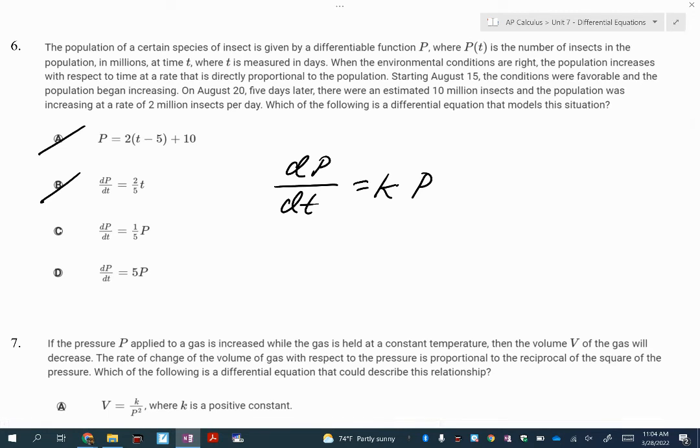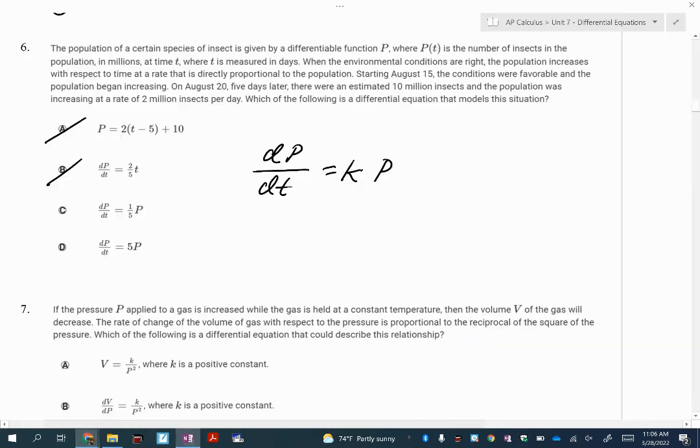And we're looking at August 15th, when the conditions were favorable and the population started increasing. Then 5 days later, there was an estimated 10 million insects, and the population was increasing at a rate of 2 million insects per day. To find this constant k, whether it's 5 or 1/5, we take the fact that there were an estimated 10 million insects 5 days later. So we have our 10 million insects at 5 days later, and the rate was 2 million insects per day. If we do that, 2 divided by 10 gives us 1/5. So that's why 6 is C.